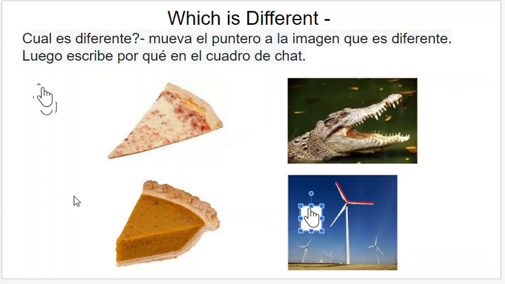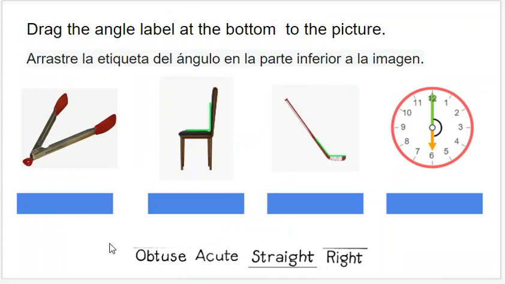In Google Classroom, you guys have an assignment that's called Angle Practice. In this assignment, you will see this slide. You're going to drag the label for each angle. Each one of you will have your own of that document, so I'll be able to see what you've done. And this is your practice for today.